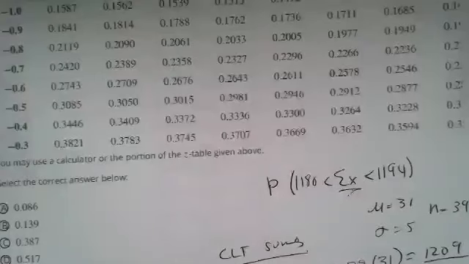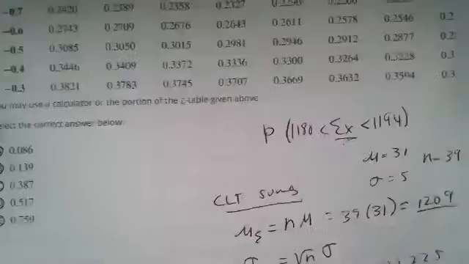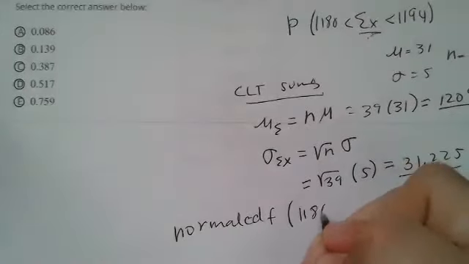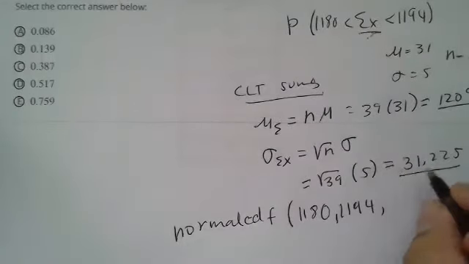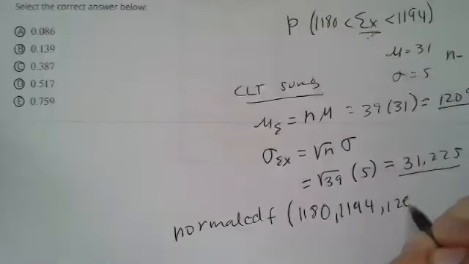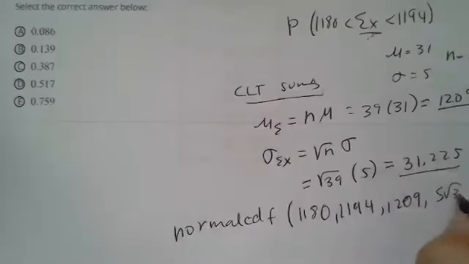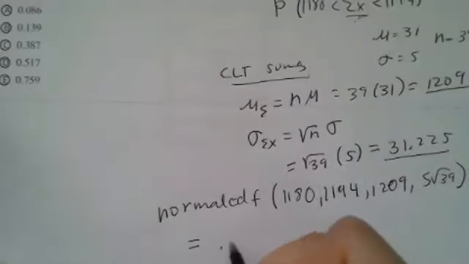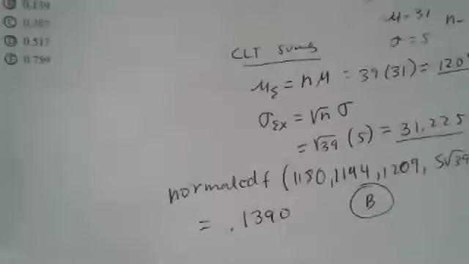Using this value and this value, we can find this. We just use normal CDF, lower bound, upper bound. The lower bound is 1180, the upper bound is 1194, the mean is 1209, and the standard deviation is 5 square root of 39. If you plug that in, that'll give you 0.1390, which is B.